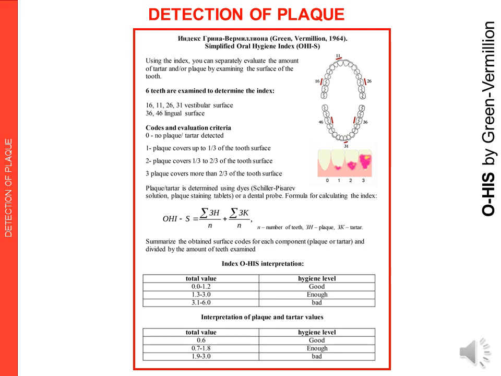Interpretation. The hygiene level can be good, enough, and bad. We can count separately only tartar or only plaque. This is the first case of interpretation on the slide. But we can count tartar and plaque together. This is the second case of interpretation on the slide.